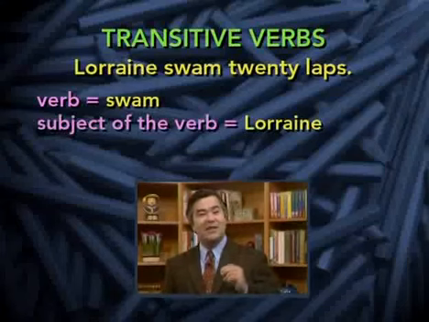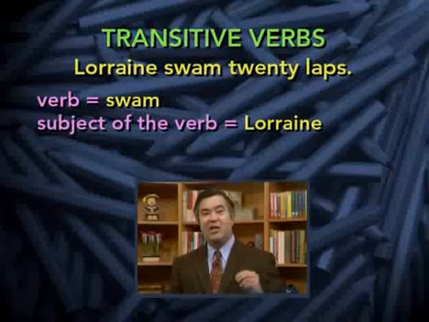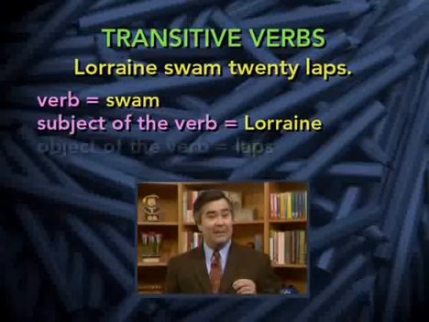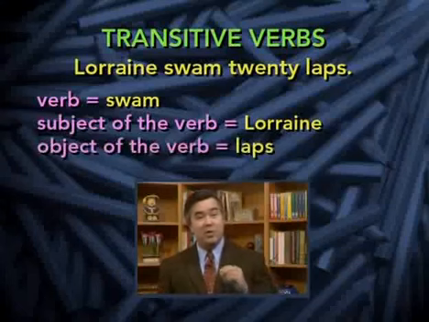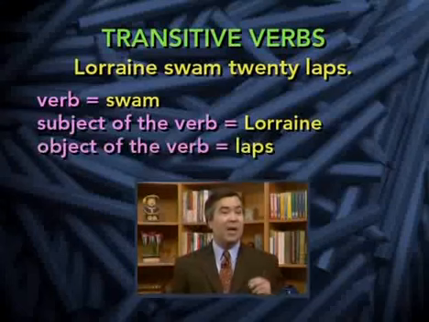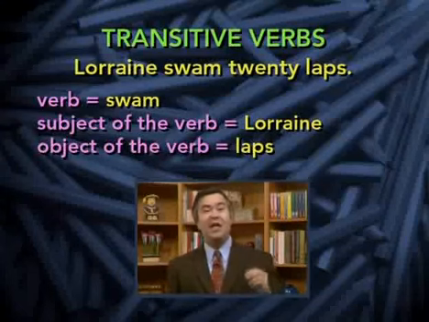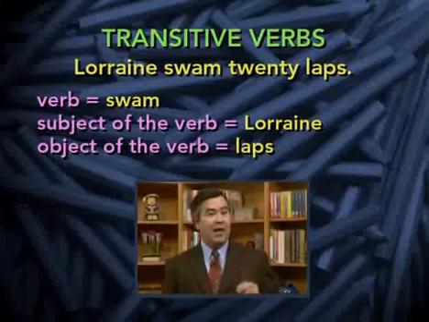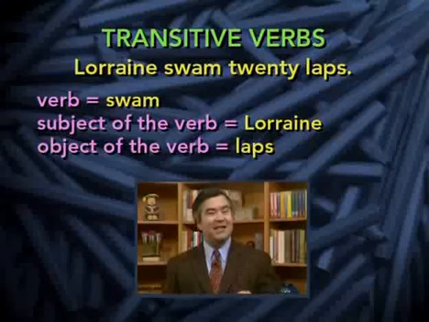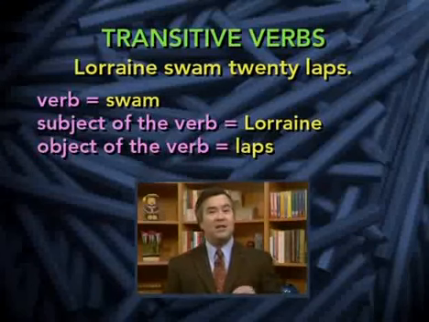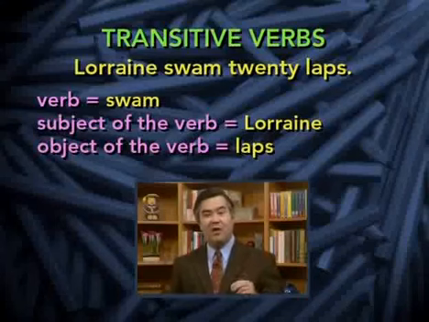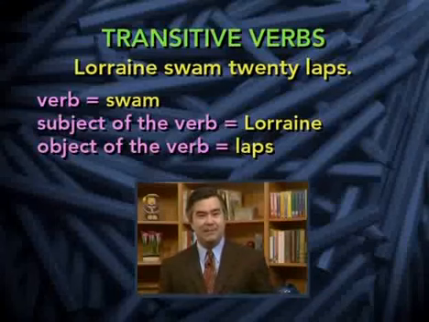That is, what receives the action of the verb swam in this sentence? The answer is laps. Laps is a noun which receives the action of the verb swam. It tells us what Lorraine swam. So laps is the object of the verb swam, and therefore, in this sentence, swam is a transitive verb, because only a transitive verb expresses action that passes from the subject of the verb to an object.